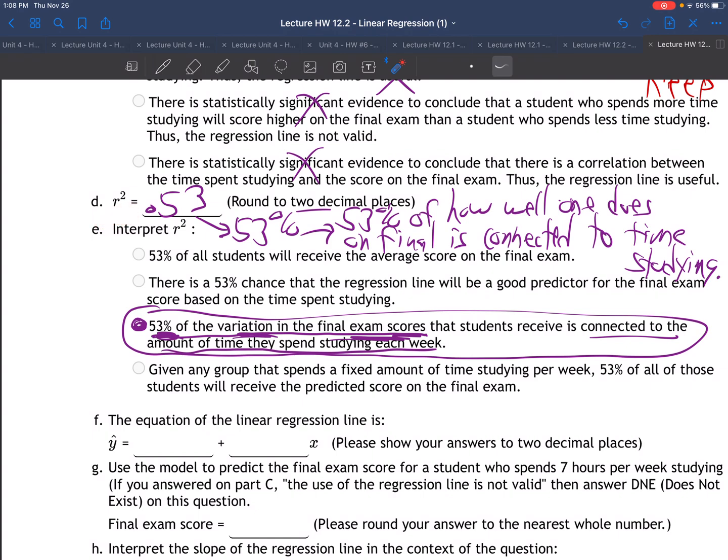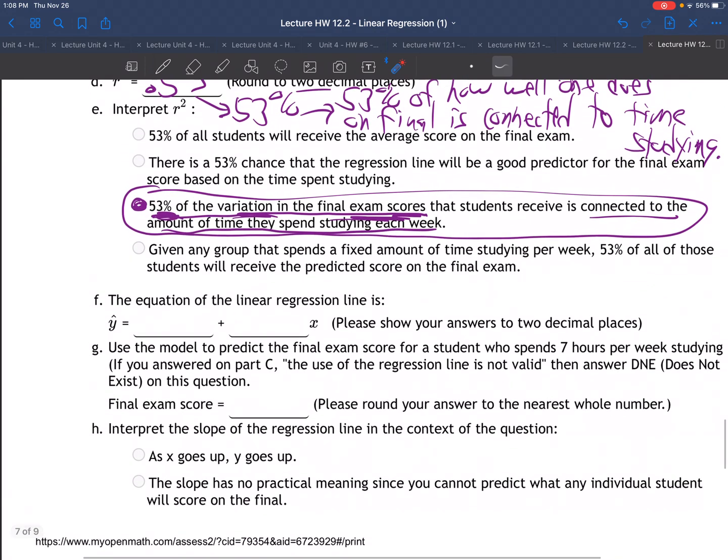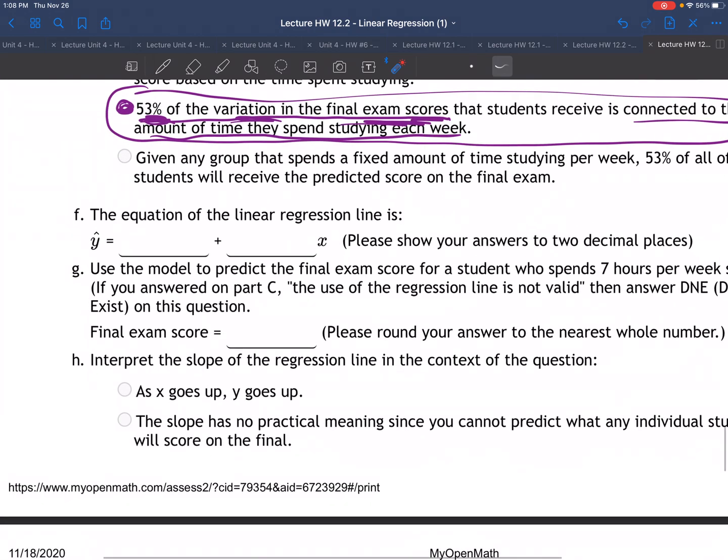How much of one variable affects the other. How much of time studying affects your score in the final. 53% of what you do on the final comes from your time studying. It's an interesting number. And then finally down here, they want us to come up with the regression equation.